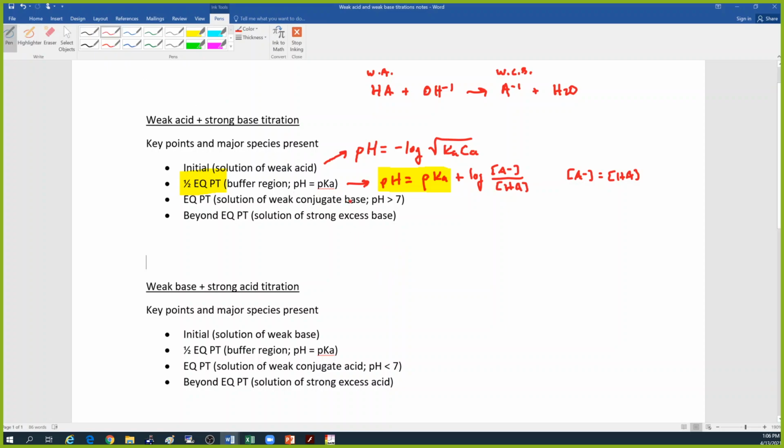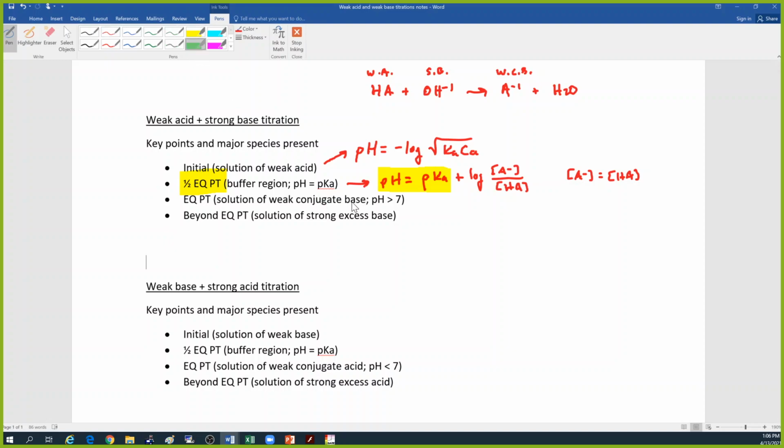Then we have the equivalence point. But let's think about what's happened. At the equivalence point, we put enough strong base in to neutralize all the weak acid. So what we've effectively done is converted every bit of weak acid into its weak conjugate base. And since a weak base can hydrolyze, in other words, react with the water and produce hydroxide, that's why we end up with a solution of the weak conjugate base. All the weak acid has been neutralized at this point, and we've created its weak conjugate base.